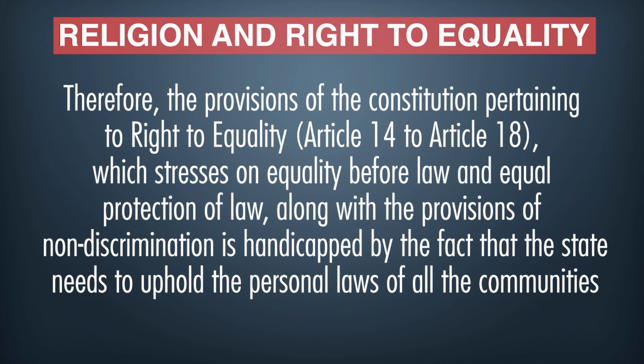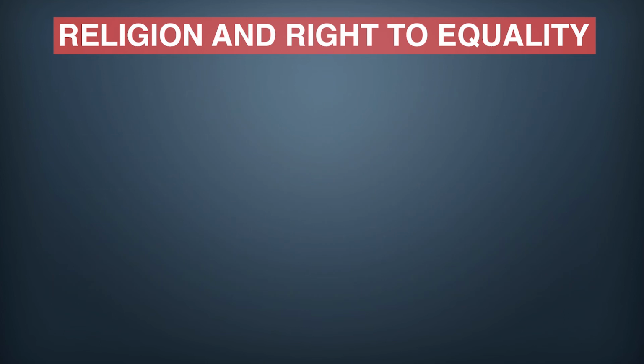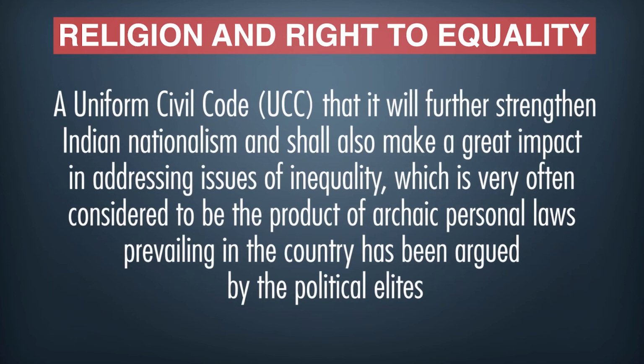However, structures of inequality were embedded in the personal law of different religions. Therefore, the provisions of the Constitution pertaining to the right to equality, Article 14 to 18, which stress equality before law and equal protection of law, along with provisions of non-discrimination, are handicapped by the fact that the state needs to uphold the personal laws of all these communities. A uniform civil code that will further strengthen India's nationalism and shall also make a great impact in addressing issues of inequality, which is very often considered to be the product of archaic personal laws prevailing in the country, has been argued by the political elites.